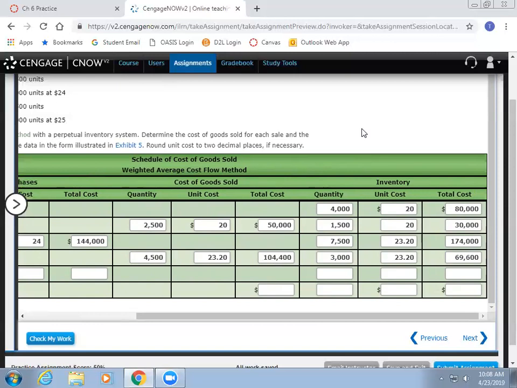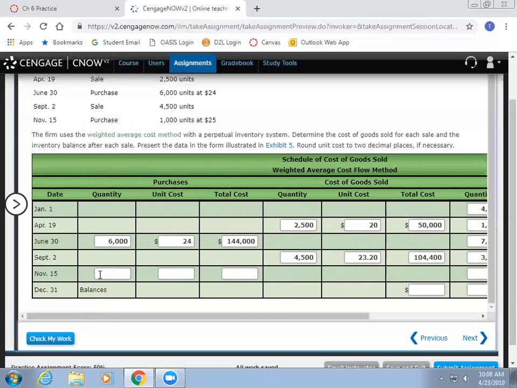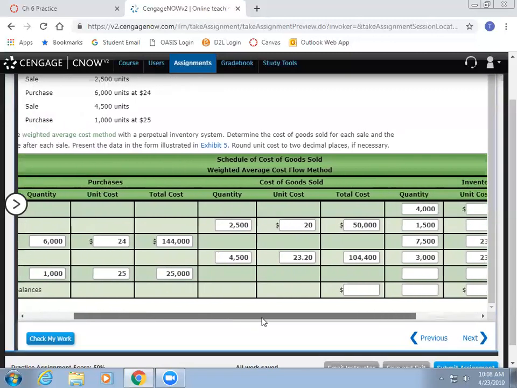So once you calculate that average cost, you're just using that when you make the sale the next time. So then you use that price point. As long as you write down how to calculate your average cost, it's not too bad, right? Taking an average, pretty easy. And then on November 15th, we made another purchase of 1,000 units at $25, so 25,000 total cost.